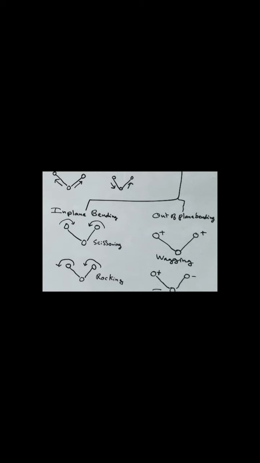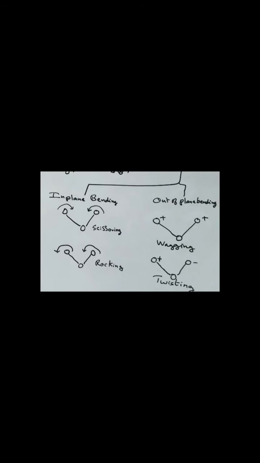And coming to the out of plane bending vibration. See, the positive sign indicates that they are coming up. The OH groups are coming up, both coming above the plane in which the molecule is present. The minus sign indicates that the OH group is going below. So both of them may come up and go down the cell phone screen plane. Such a vibration is called wagging.